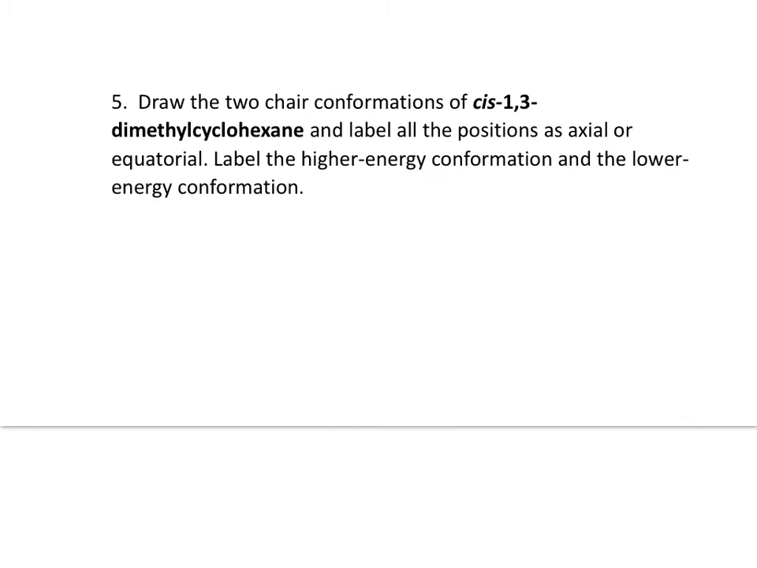Okay, problem number 5. Draw 2 chair conformations of cis 1,3 dimethyl cyclohexane and label the position as axial or equatorial. Label the high energy conformation and the lower one. Okay, so we're going to draw both chair conformations, and we're going to have to flip them. And so this carbon here will then be up.